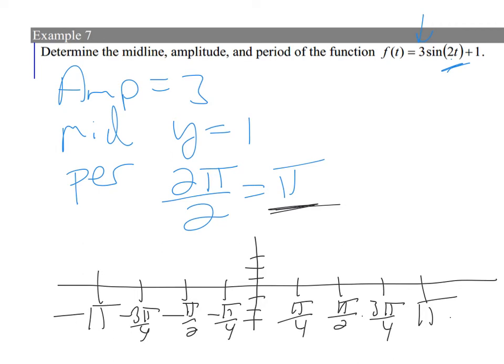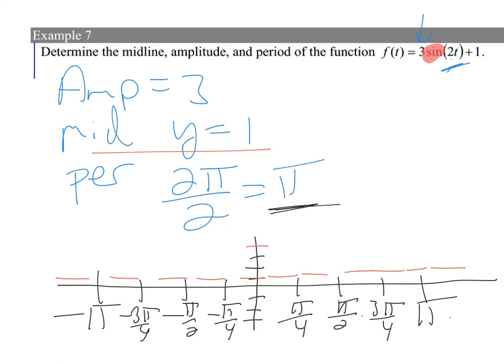I've got to shift this whole thing up 1 line, don't I? Because the midline is y equals 1. You probably were already wondering why I missed that. So I'm going to stick another 1 up there, so I've got 3 lines going up. So now let's see, cosine, no, we're talking about sine.